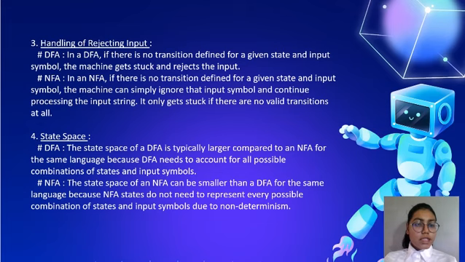The fourth one is state space. In DFA, the state space of DFA is typically larger compared to the NFA. Or in NFA, the state space of the NFA can be smaller than the DFA.